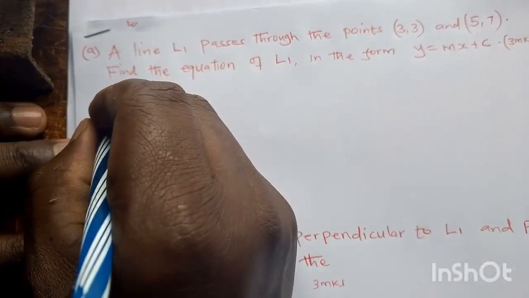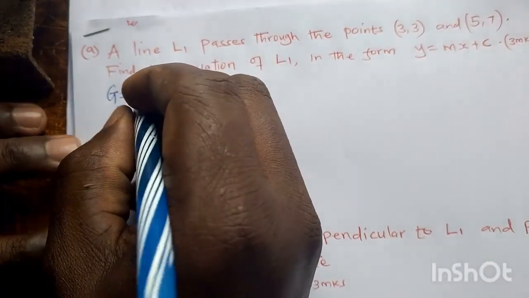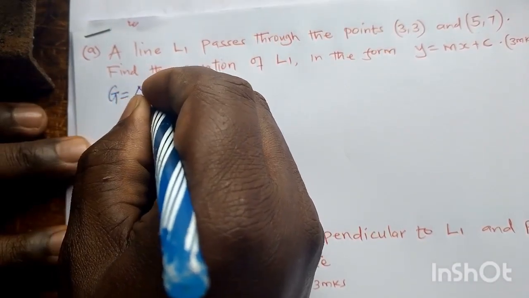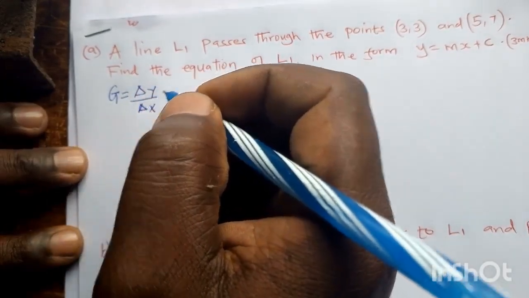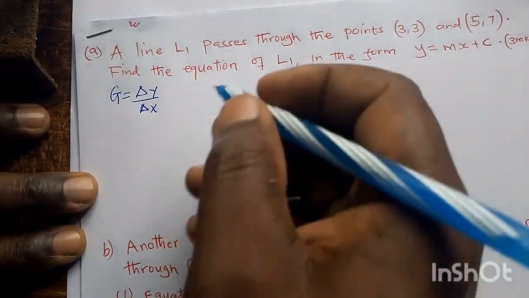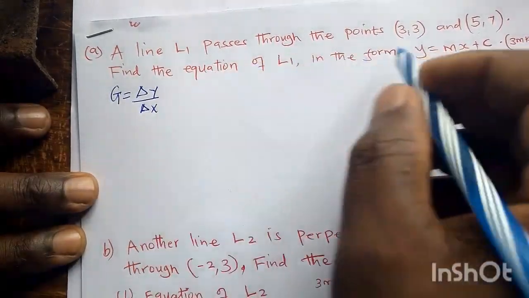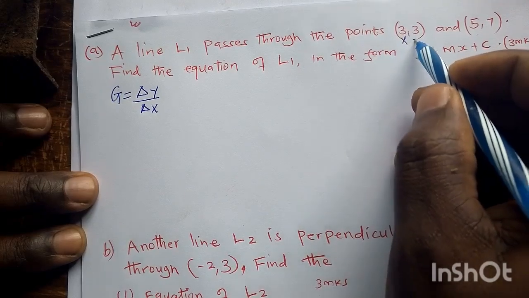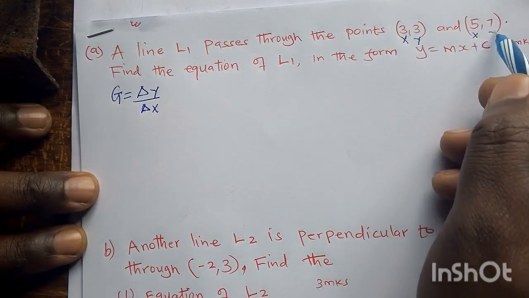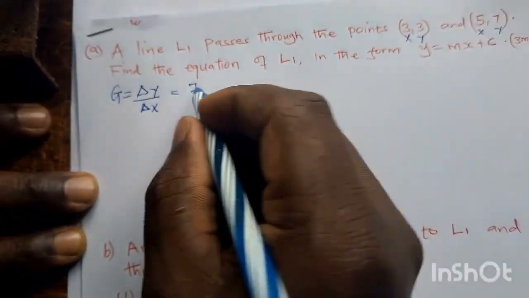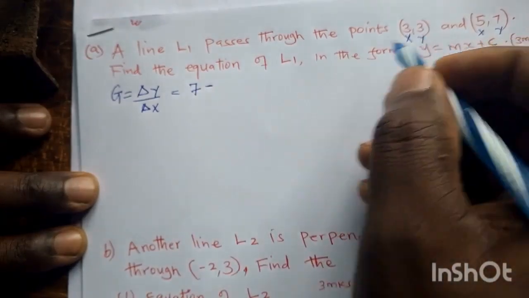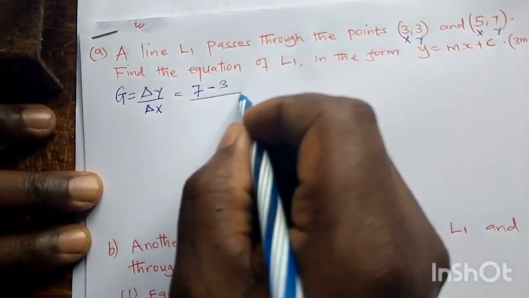So gradient is equal to change in y over change in x. We take the points: this is x, this is y, this is x, this is y. So we take the first y, which is 7. Change means you subtract 3. You divide by the change in x.